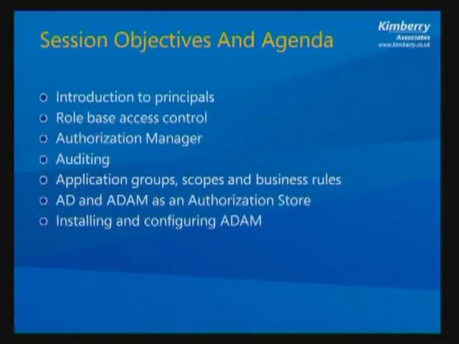But I want to look at the issues around how we make authorization decisions. Look at auditing. Auditing is really, really important these days. You know, who is gaining access to what? And when did they gain access? So we need to be able to audit access. We're going to look at application groups and scopes and all the added bits and pieces that we can use with Authorization Manager.